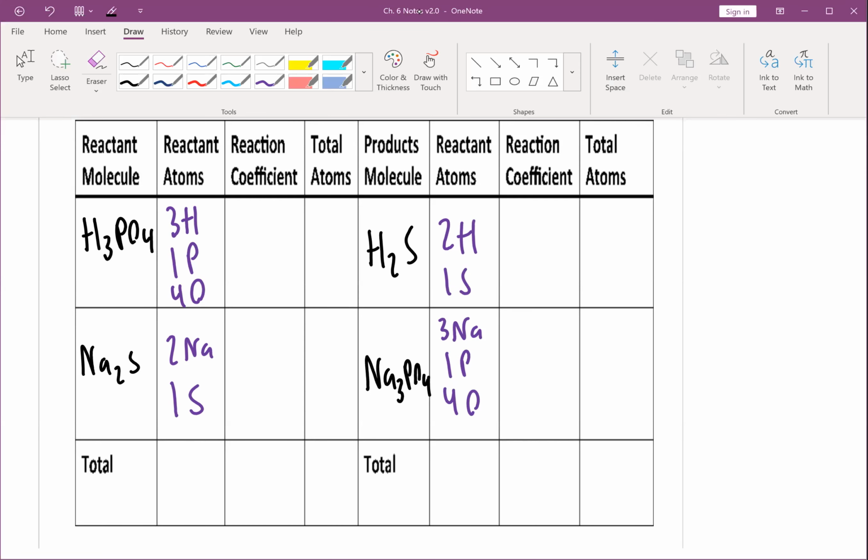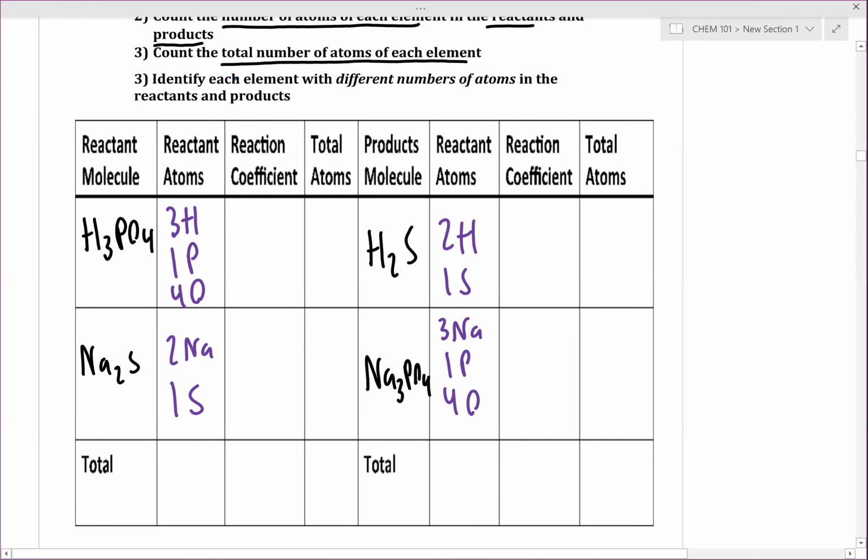Okay, now what we're going to do is we're going to change pen colors, and we're going to look and find an element that is unbalanced. So what element is unbalanced in this case? Hydrogen, yeah, that's a good one to start with. So let's put a circle around that. What other element is unbalanced? Sodium, yep, let's put a box around that. Every other element is balanced. We have the same number of atoms of those other elements on each side. So our goal is to focus on balancing sodium and hydrogen.